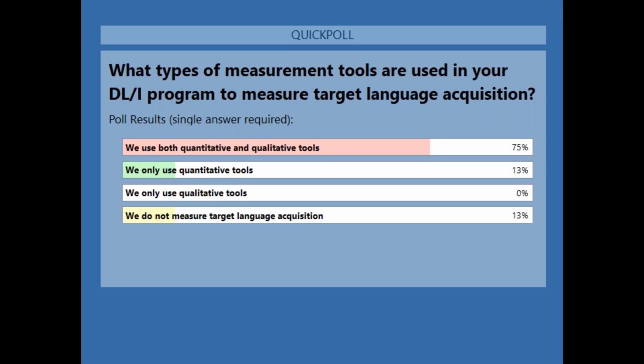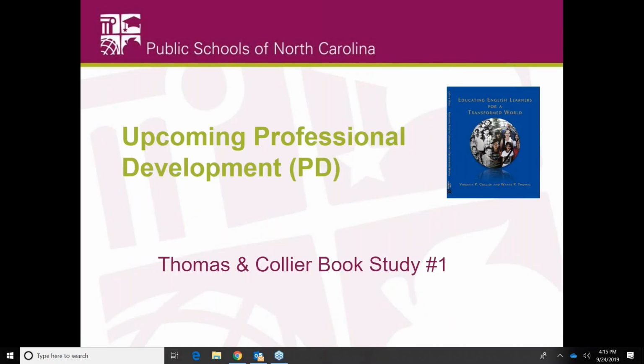The next thing we're going to talk about is some more upcoming professional development on the Thomas and Collier book study. So before we change the topics, did we have any questions that we wanted to address? So right now I don't see any questions, but do think about what we've shared with you on authentic assessment in DLI classrooms. This is an important topic for all of us, and I know we'll be talking about it more as we continue on through this school year.